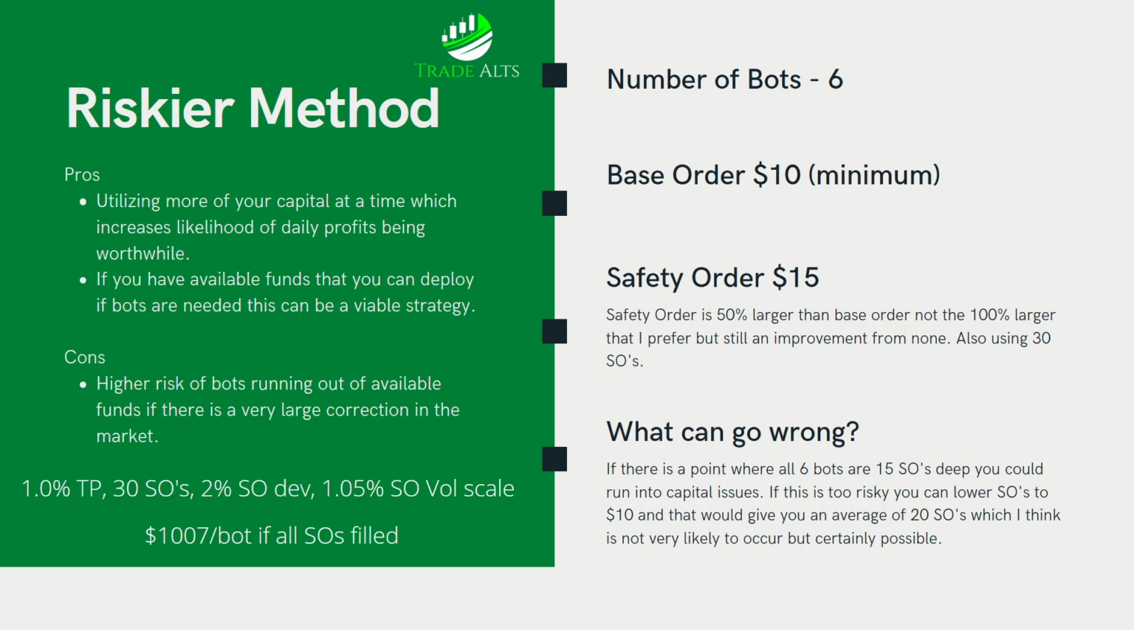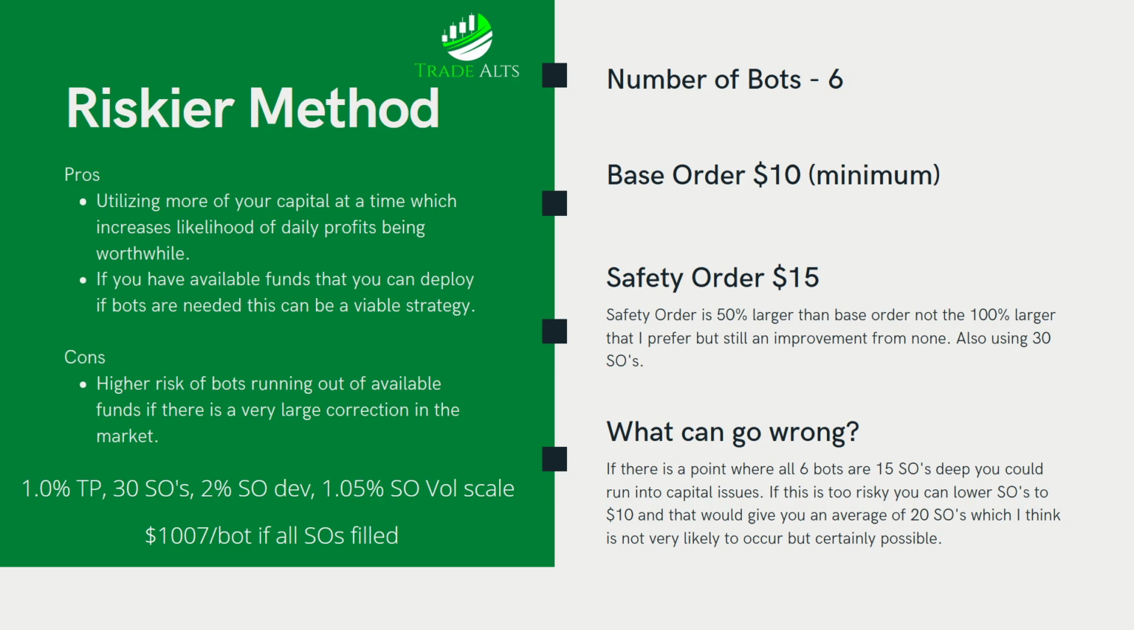And you're also using 30 safety orders. So what can go wrong? Well, if there's a point where all 6 bots are 15 safety orders deep, so your base order plus 15 safety orders, you could run into capital issues. So this is risky. If it's too risky for you, you can lower your safety order amount back to $10, and that would give you an average of 20 safety orders instead of 15. I don't think it's very likely that that happens, but it's certainly possible.